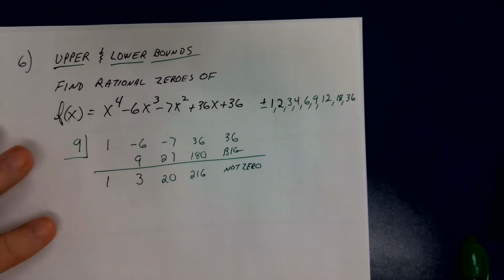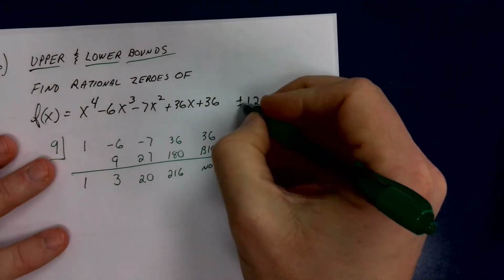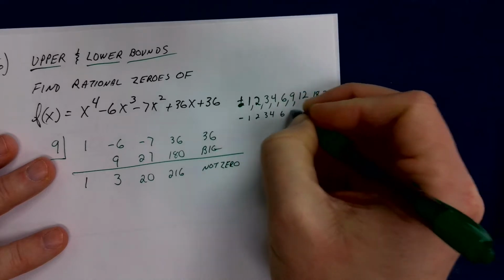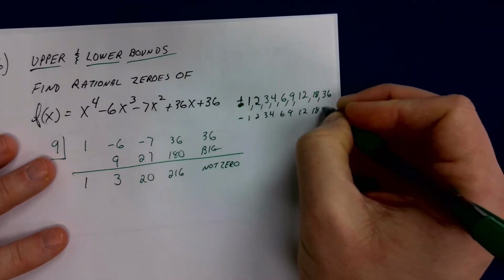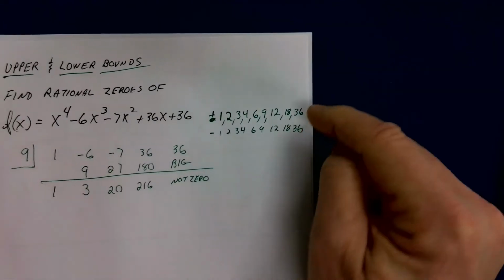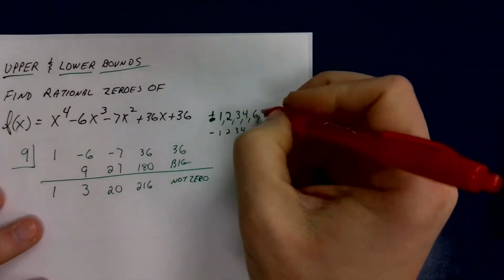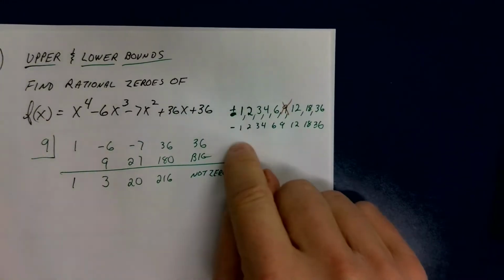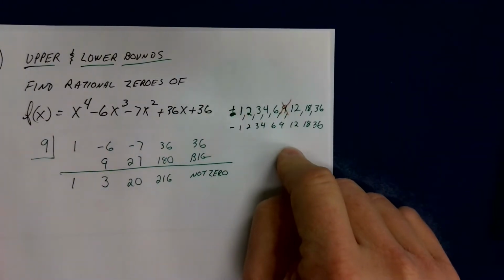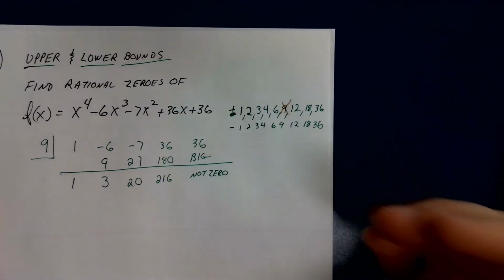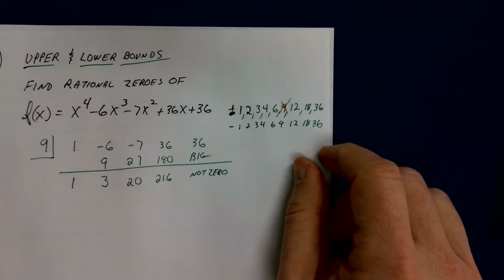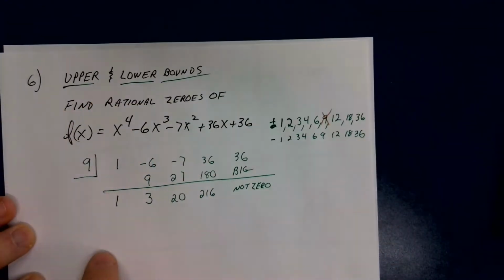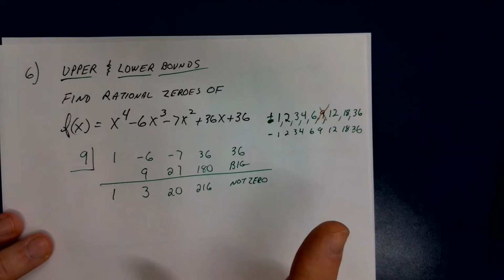Good deal. So unfortunately, let me go ahead and write them all. Plus or minus 1, 2, 3, 4, 6, 9, 12, 18, and 36. Out of all of these possibilities, I just determined that 9 doesn't work. That means that I still have all of these other things to possibly check. Oh, that's a lot. Unless these upper and lower bounds tell me something else.